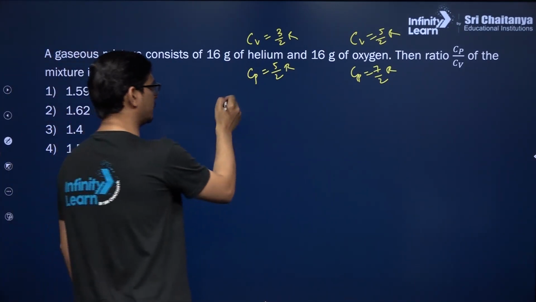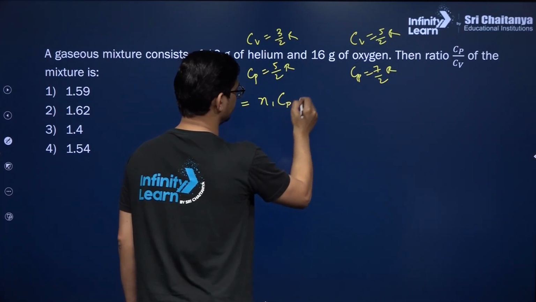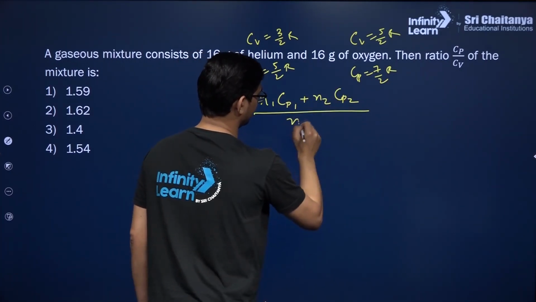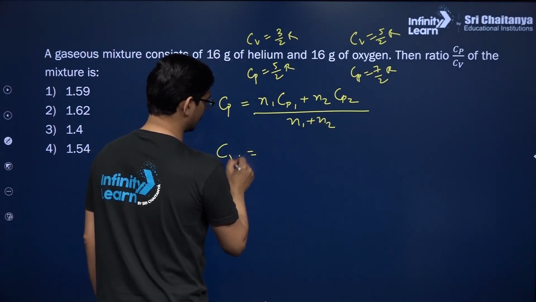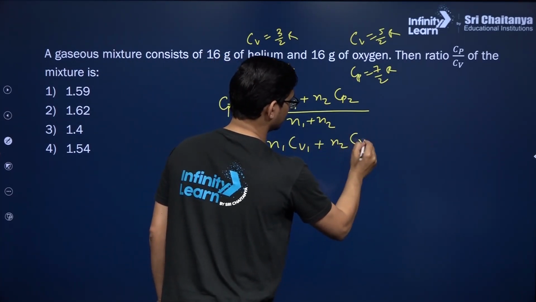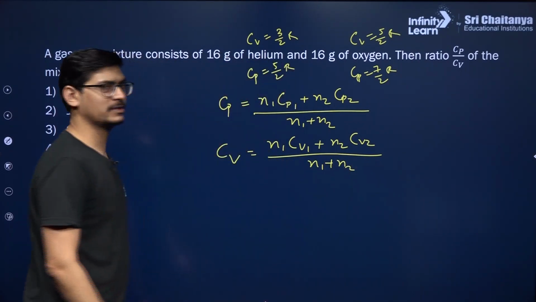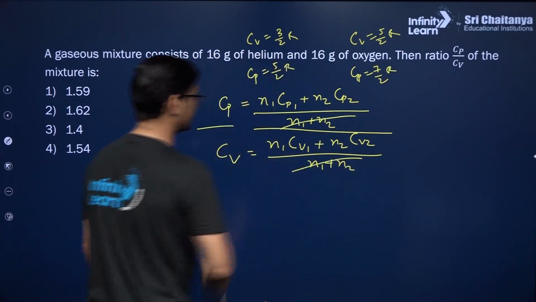Now, for a mixture of gases, the Cp of the mixture is N1 Cp1 plus N2 Cp2 divided by N1 plus N2, and the Cv of the mixture would be N1 Cv1 plus N2 Cv2 divided by N1 plus N2. The question is, what is the ratio of Cp and Cv? So this will cancel, right?